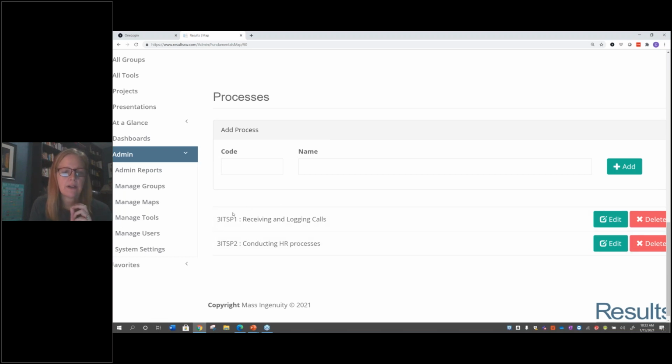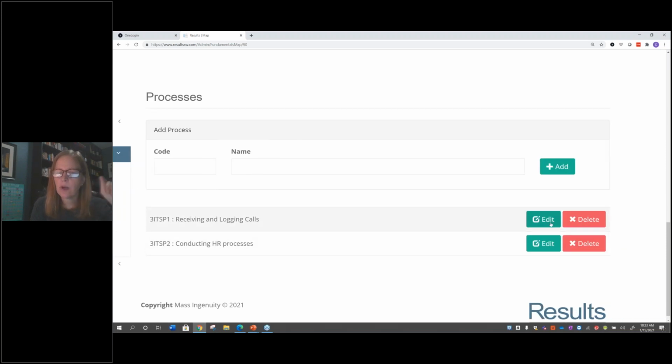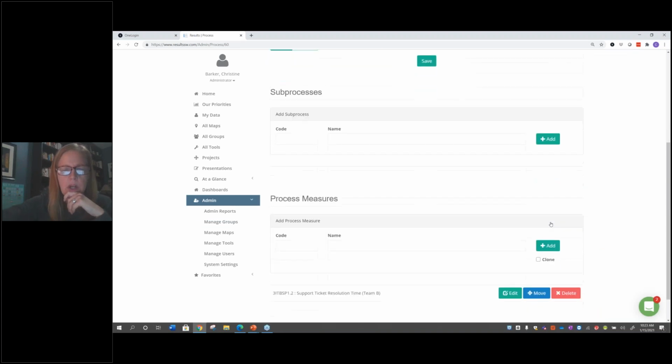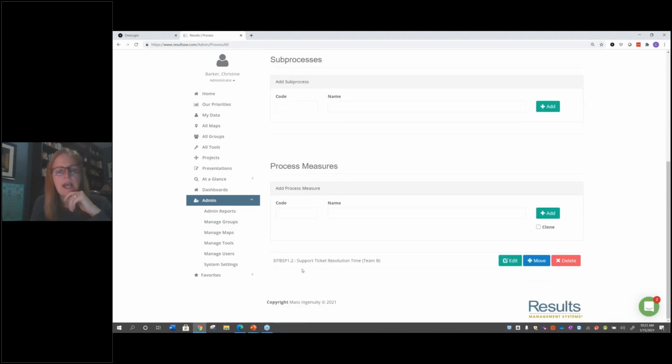A few things I did here: I did 3, because this is the 3rd level of my organization. I have enterprise, I have the division, and then I have my team. So I did level 3. This is my IT group, and this is my supporting process 1, receiving and logging calls. This is where I want to clone a new measure. So I'm going to go into edit, and then go down to my process measures. I have my support team resolution time, team B. Maybe I'm adding a 3rd team, so that's what I want to clone.